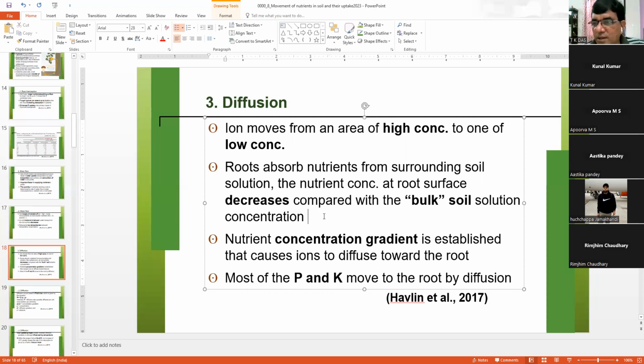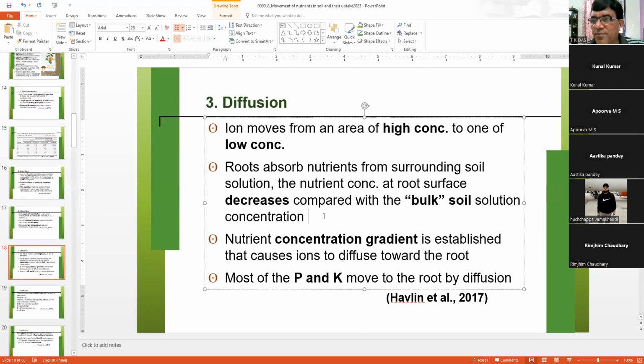You know, when the nutrients reach the plant roots, they are taken up by the roots and a low concentration happens there. But in the soil away from the roots, you will get a higher concentration of the nutrients. So movement is from higher concentration to lower concentration. A nutrient concentration gradient is established that causes ions to diffuse towards the root. Most of the phosphorus and potassium move to the root by diffusion.